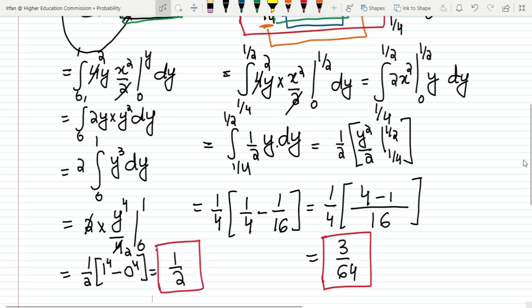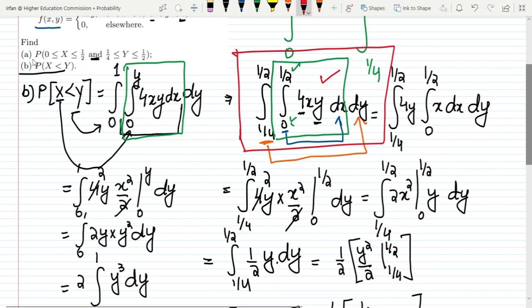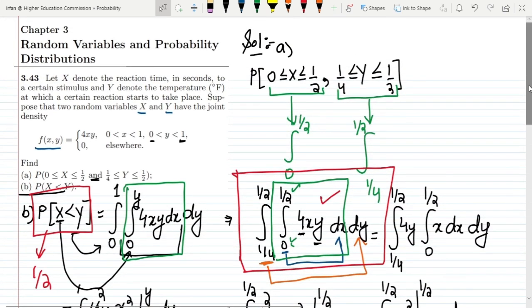So this is the probability that x will be less than y, and this is 1 by 2. So that is basically the solution of part B of my question. This is the overall solution of question 3.43.